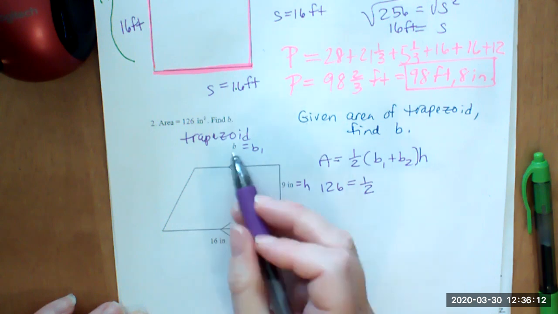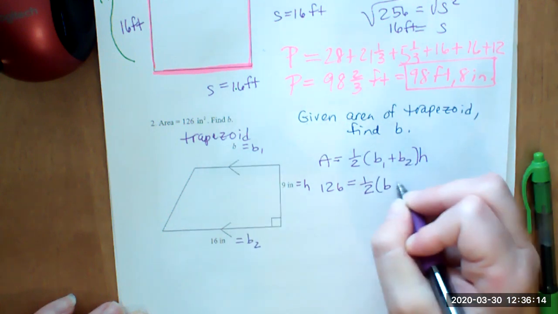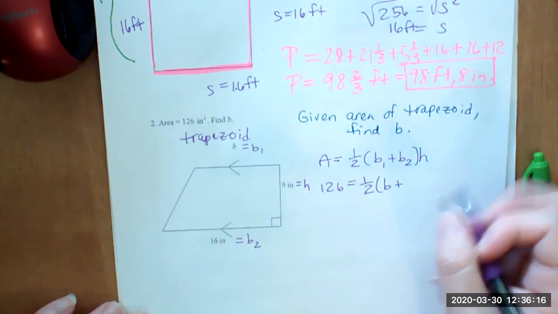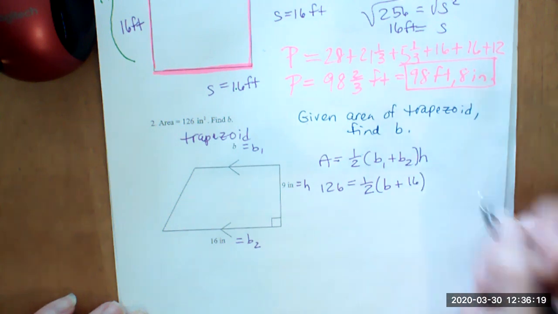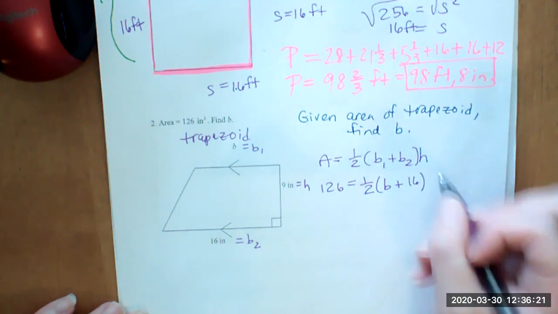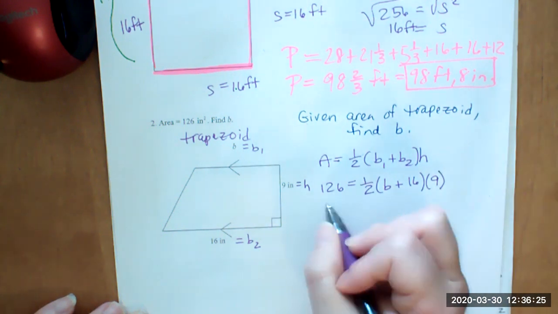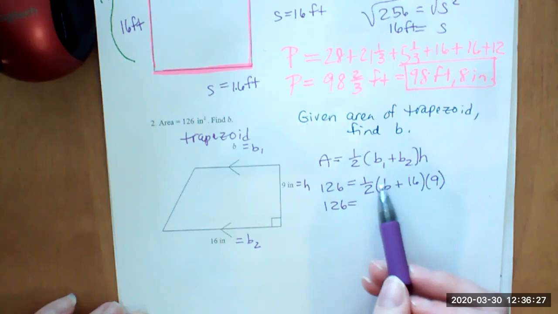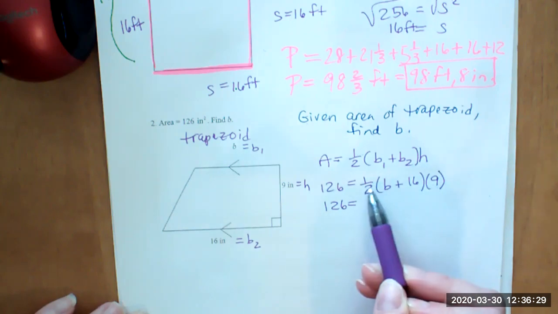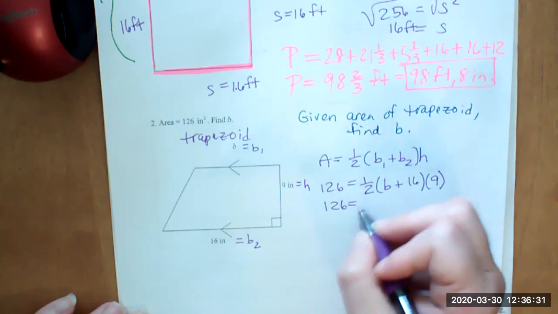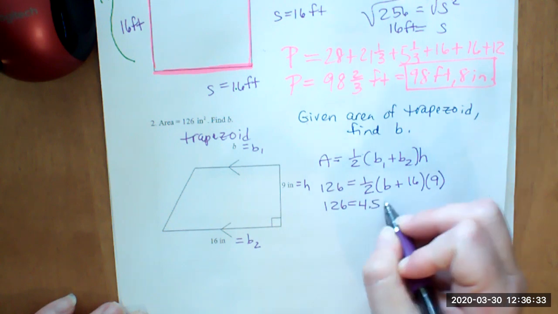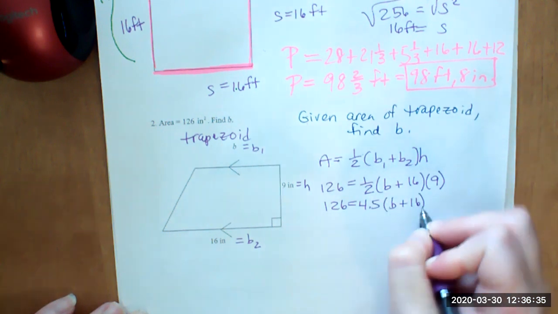Base 1 I'm calling B, so I'll fill that in. Base 2 is 16, so I'll fit that in. And H is 9. Okay. So as far as calculating here, remember that the order I multiply in doesn't matter. I'm going to go ahead and take 1/2 of 9 and get 4.5 times B plus 16.